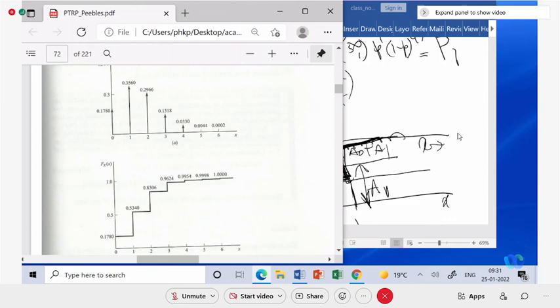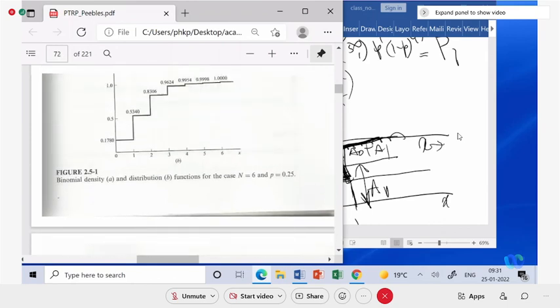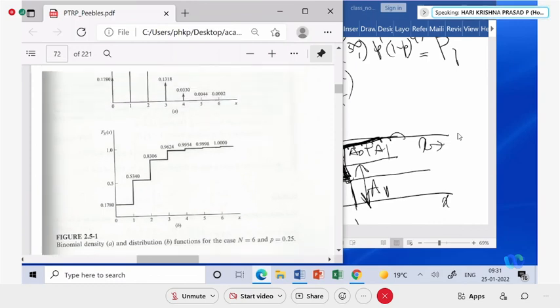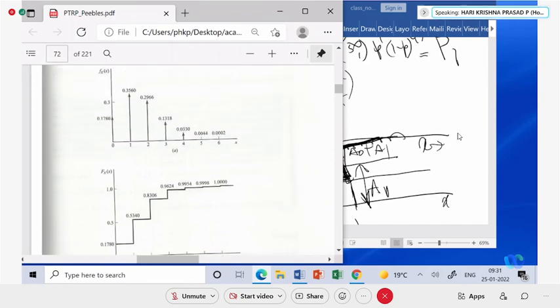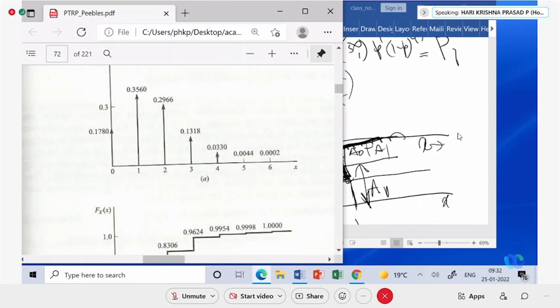Any other questions, please? That is about the binomial density function. From the density function, we can infer many things. Look at the x-axis. By looking at the x-axis, we will understand what values the random variable takes. The random variable takes only discrete values 0, 1, 2, 3, 4, 5, 6. Only 7 values it takes.